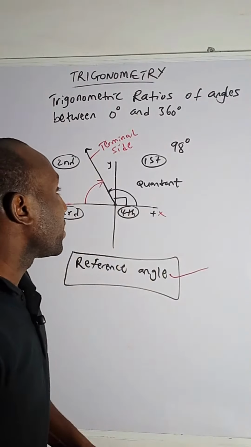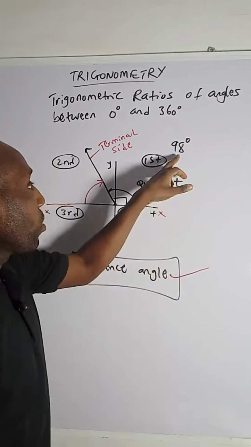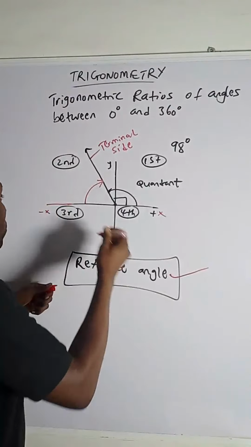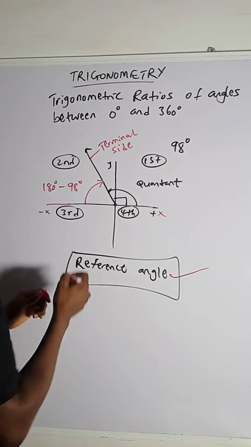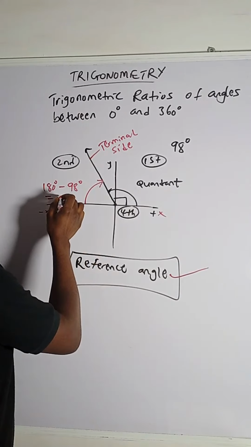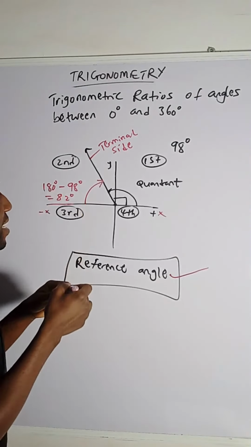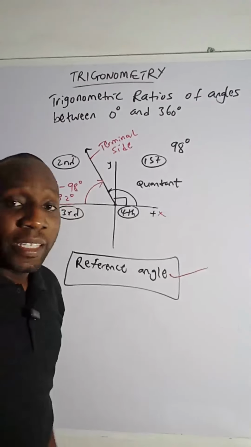82 degrees. Okay, yes. And how did you get that? You simply do 180 degrees minus 98 degrees, and that will give you 82 degrees. So 82 degrees is the reference angle to this 98 degrees.